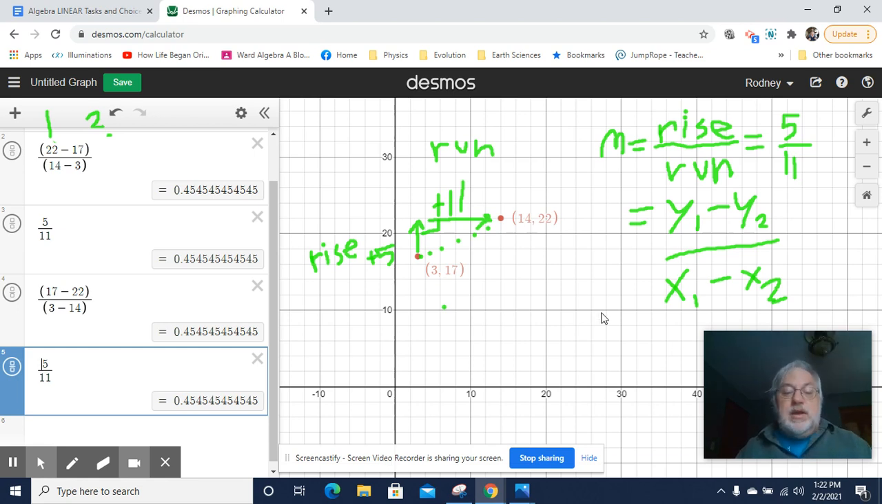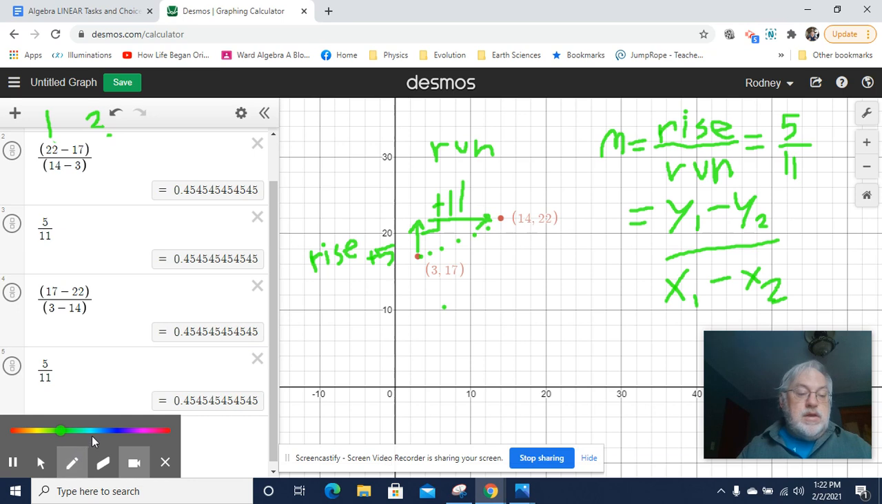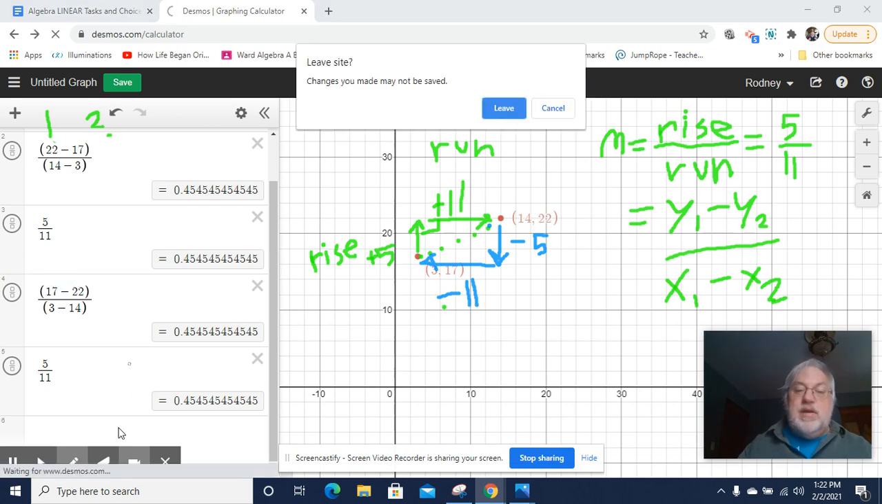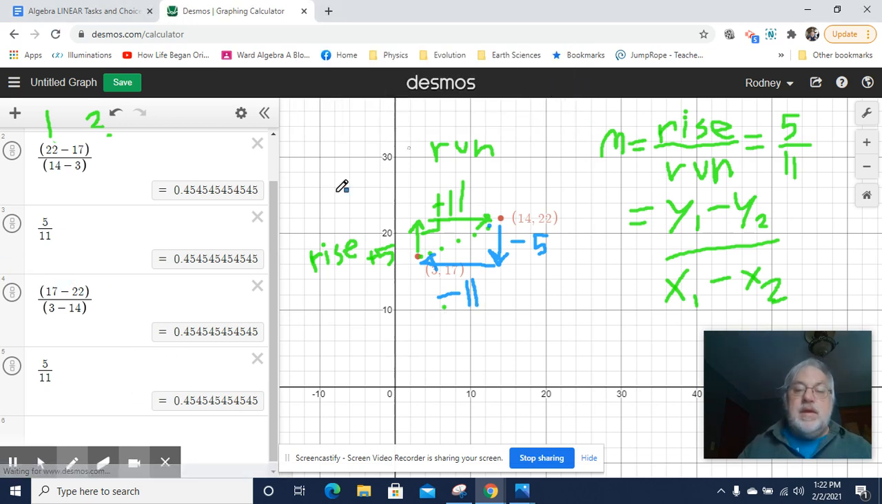Oh, and by the way, I could have taken this and gone the other way. So instead of going a rise and a run, I could have done a fall. Fall is just the opposite of rise. So a fall of -5, and a backtrack of -11. And I still end up with the same thing I had over here. Okay, so that's -5 over -11, which is 5 over 11.